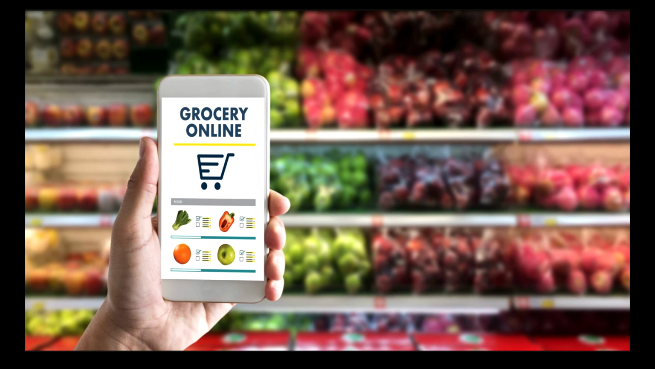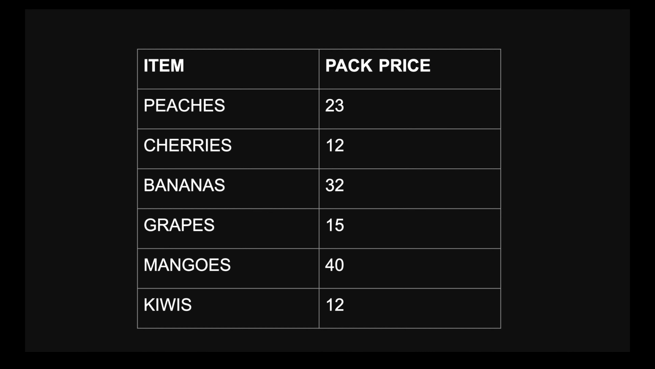Let's imagine we are building an online shopping application for a grocery store. We've been asked to implement a feature where our code is given a product name as input and is required to return its price. To keep things simple, we'll use whole numbers instead of fractions for the values of prices. Since our grocery store stocks various fruits, let's start out with a few products such as peaches, cherries, bananas, and so on. Each product has a price assigned to it.